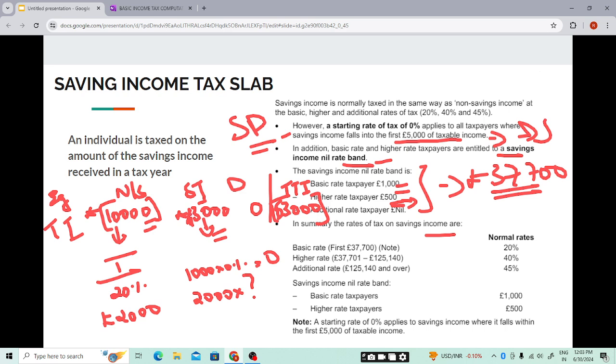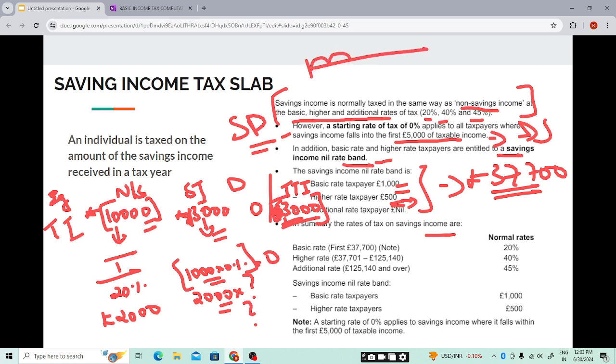So let's take 3,000 only for our example. So 13,000 is our total taxable income. Now 1,000 will be taxed as nil rate band is available. Now the further 2,000, how this will be taxed, we will be studying. As it is mentioned, the saving income is normally taxed in the same way as non-saving income at 20, 40 and 45% based on the basic, higher and additional rate. As I gave you an example before the start of the class, it works like a ruler: till 37,700 this rate, then above this amount the next rate will be paid.